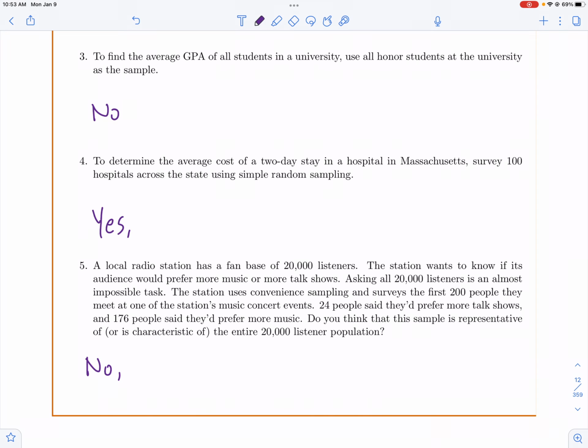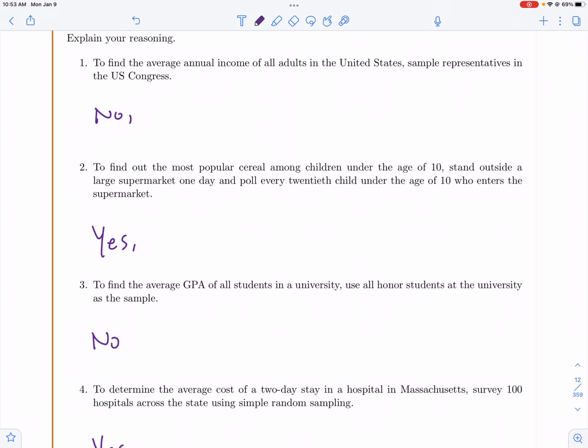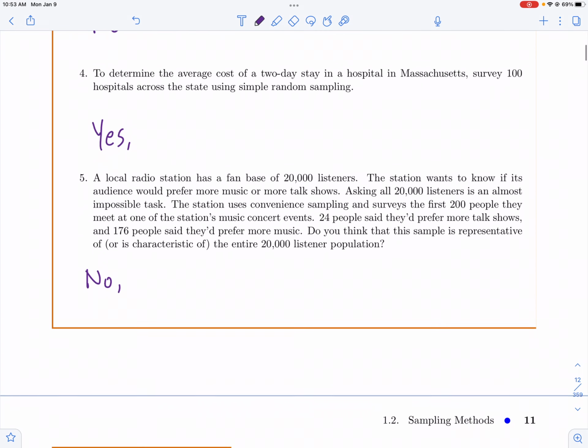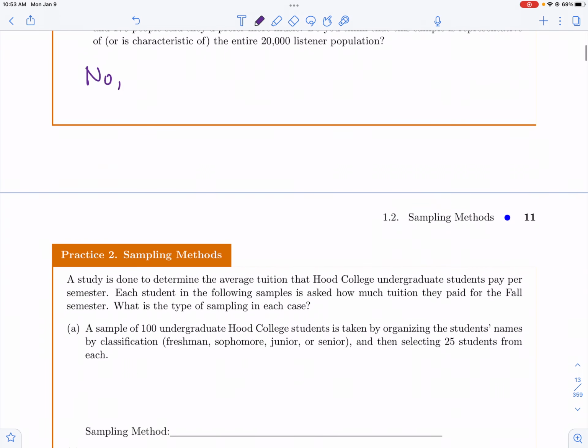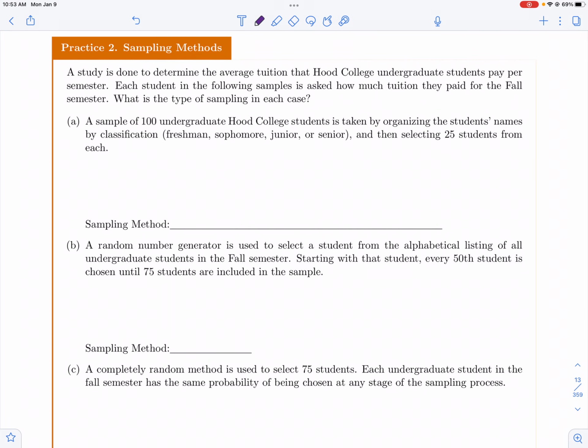All right. So again, make sure you go through these and think about these on your own. Think about why I answered the way I did, and make sure you can kind of do them on your own. So for practice 2, what we're going to do is try to figure out the appropriate sampling method. Then I have one for you guys to work on your own as well.